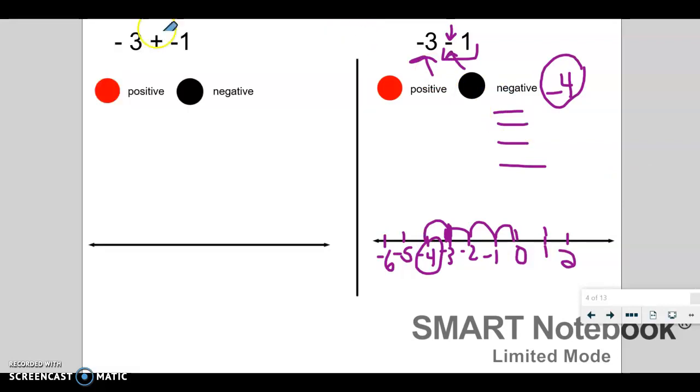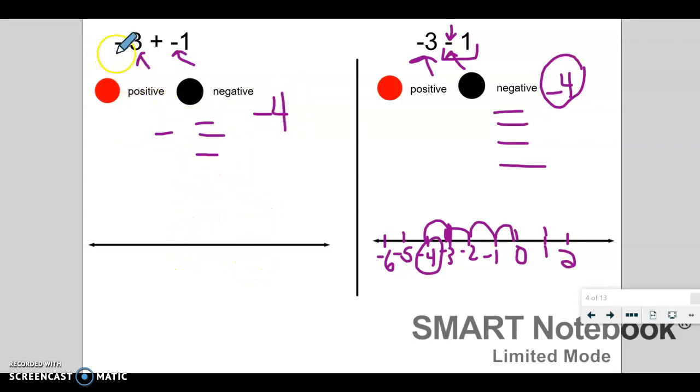Alright, we're going to try this next one. It's -3 plus -1. So the first one is -3. So 1, 2, 3 negatives. The sign out in front of 1 is negative, so I'm going to put another negative. Notice that you have no zero pairs, so all you're doing is counting up the signs. 1, 2, 3, 4. So I have 4 negatives.